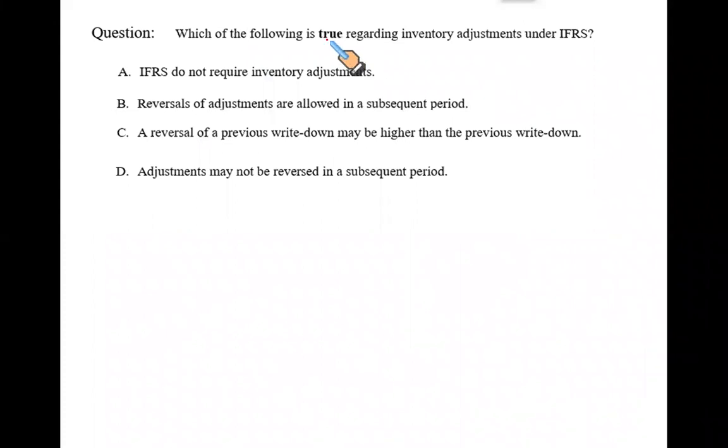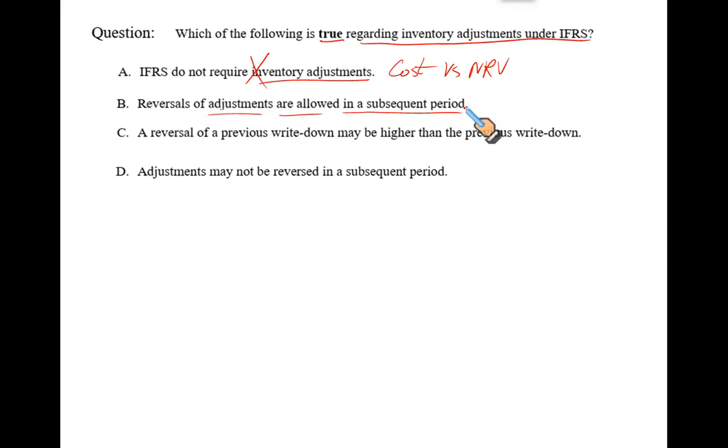Okay, here we go. Which of the following is true regarding inventory adjustments under IFRS? A: IFRS do not require inventory adjustment. It does. You compare your cost with the NRV and then you do the adjustment. So this is incorrect. What about B? Reversals of adjustments are allowed in the subsequent period. Yes, correct. IFRS allows reversal. So this statement is true.